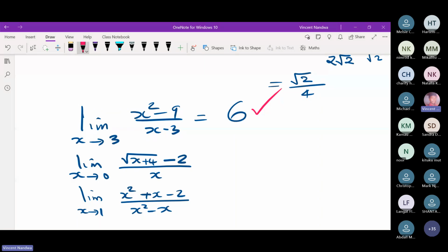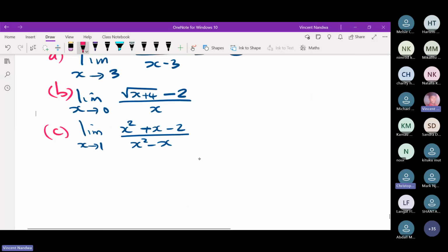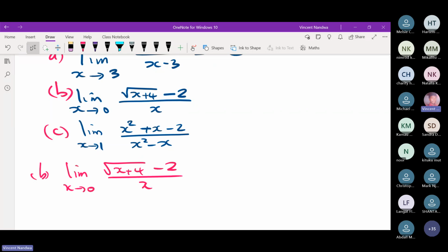Or maybe to save on time, from the nature of the function, which method do you think should be applied to problem B? If this is A, B, and then this is C. From the nature of the function, rationalization. So what you do, you'll say solution for B is limit as x approaches 0 of root of x plus 4 minus 2 over x, which is the same as limit as x approaches 0 of root x plus 4 minus 2, over x.